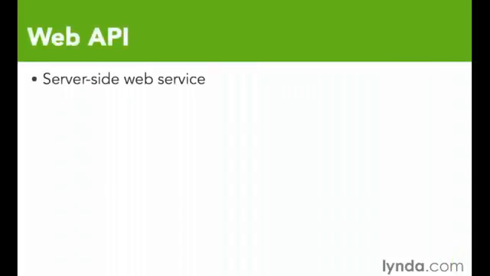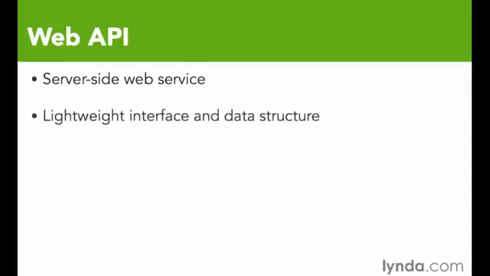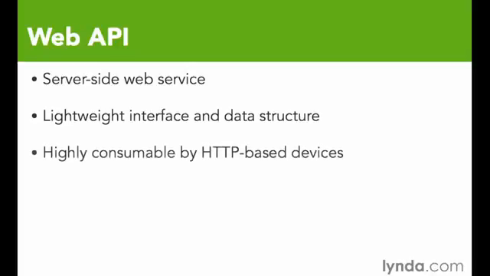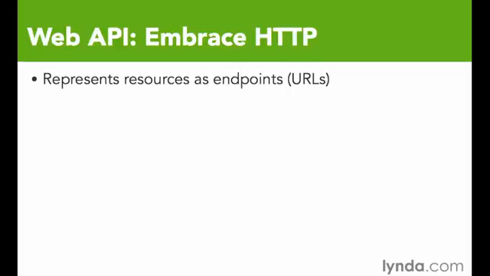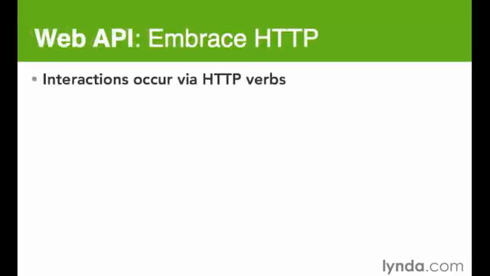A web API is a server-side web service that exposes a lightweight interface and data structure with an emphasis on usability and the ability to be consumed by HTTP-based devices such as browsers. When it comes down to it, a web API is all about representing your data as a collection of entities, a set of endpoints or URLs that devices can easily interact with using standard HTTP verbs.